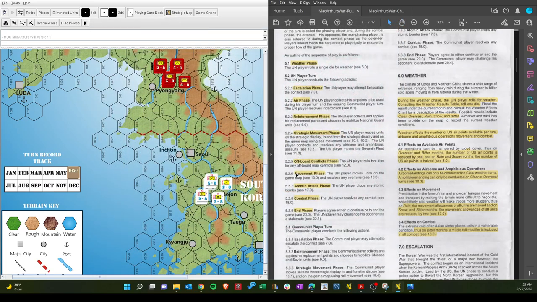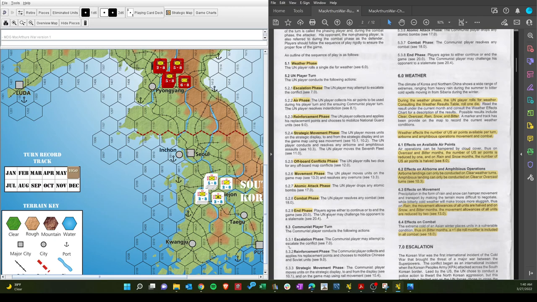And then we do offboard conflicts. If it's escalated to that point, nationalist China, mainland China, Europe, and then we get to the movement phase. And here we have an atomic attack phase. If it's escalated, a UN unit can spend victory points and drop atomic bombs. We'll see their effectiveness a little later. Combat phase, and then end phase.